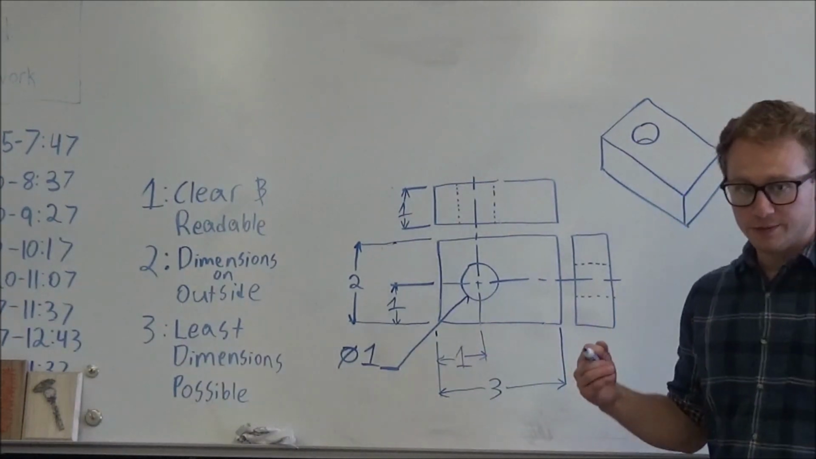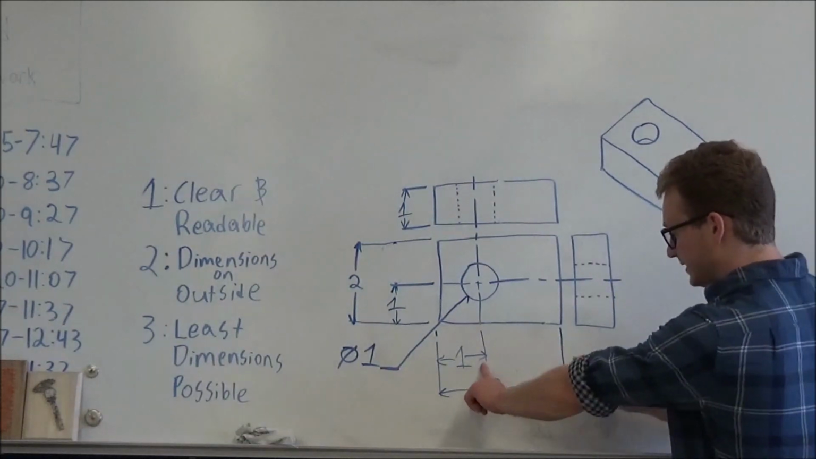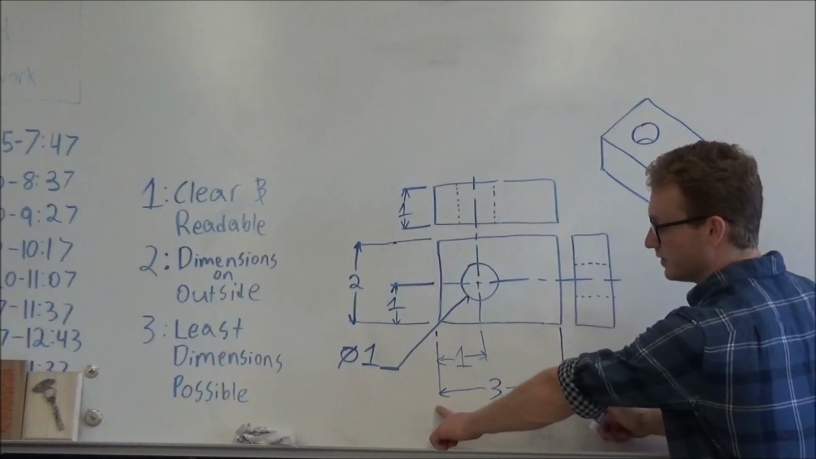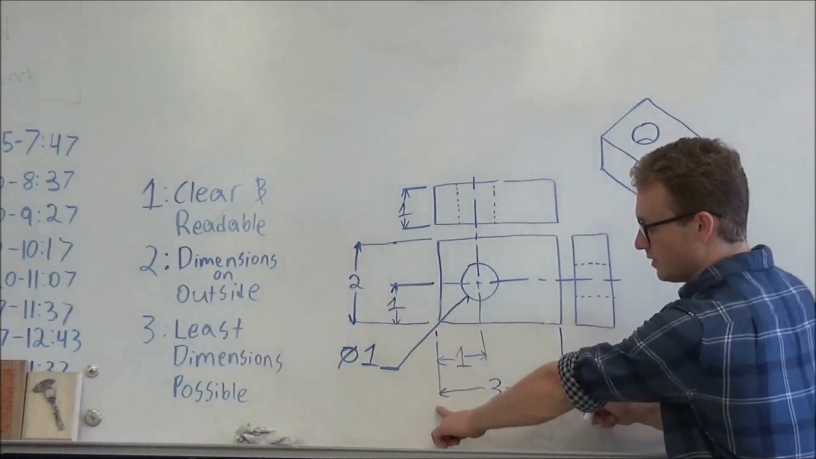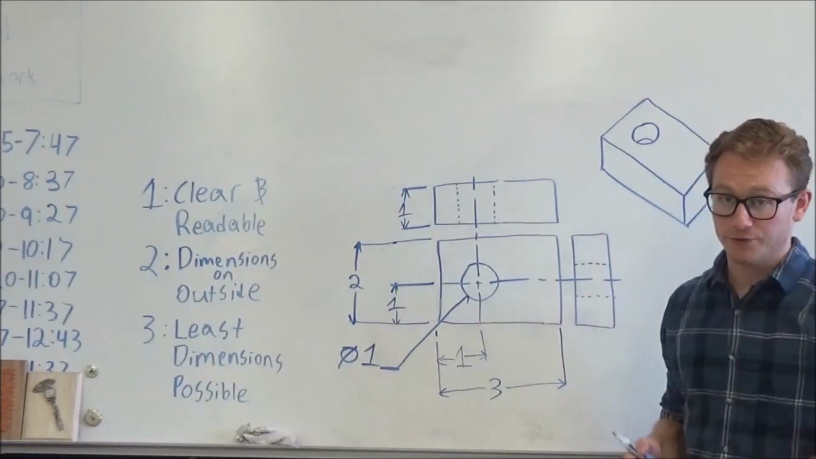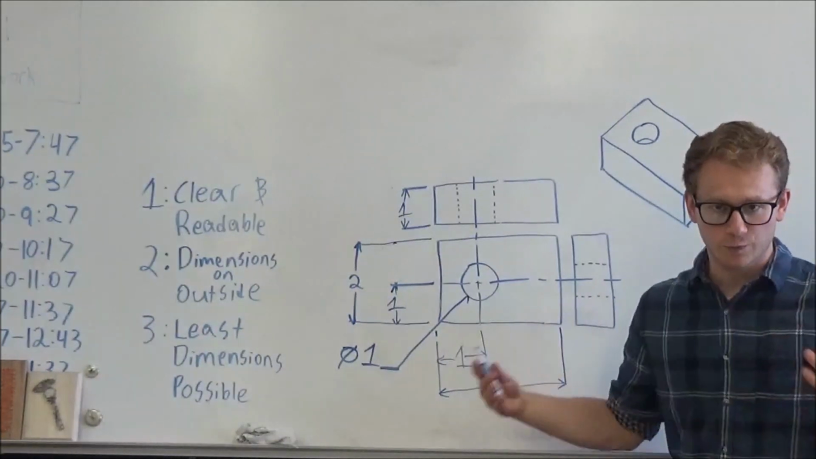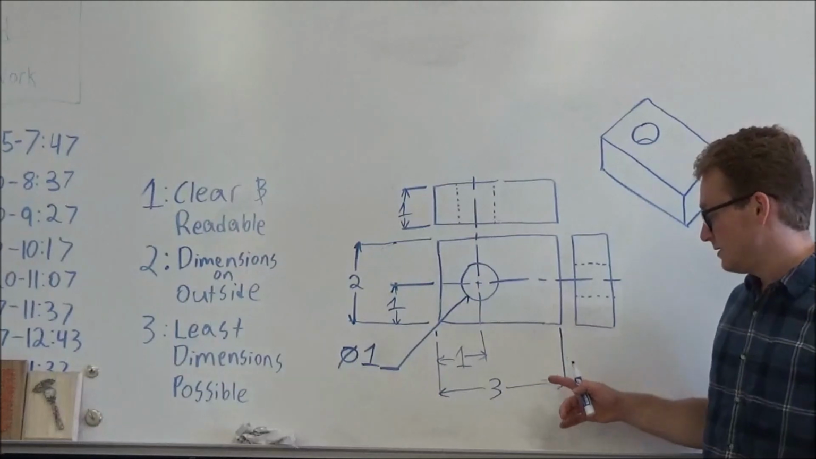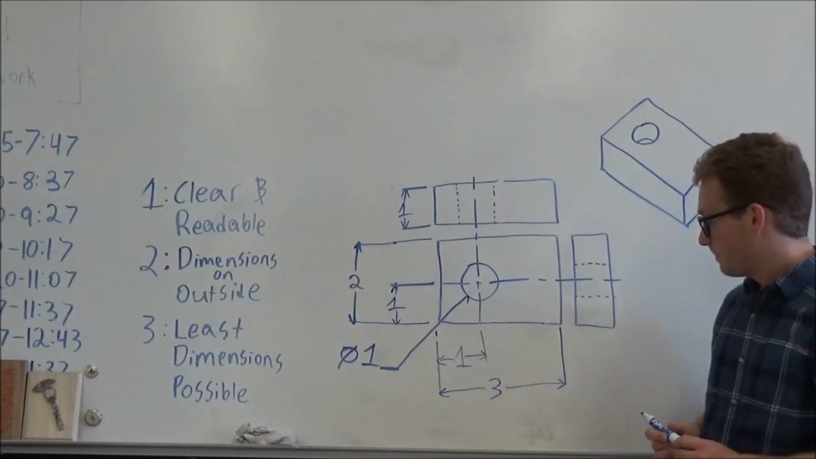Now, am I fully dimensioned? Let's think. What is the distance between here and here? Can I figure that out? From here to here's 3, and here to here's 1. 3 minus 1 gives me 2. It always will be 2. It'll be nothing but 2. So I don't have to show that, right? Everyone knows how to do that now.